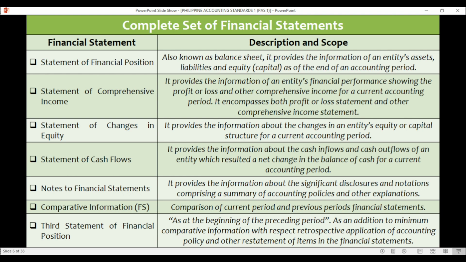Comparative information, or comparative FS. It is a financial statement presentation, a comparison of current period and previous periods financial statements. So third statement of financial position. The rule is as at the beginning of the preceding period, as an addition to a minimum comparative information with respect to retrospective application of accounting policy and other restatement of items in the financial statements.